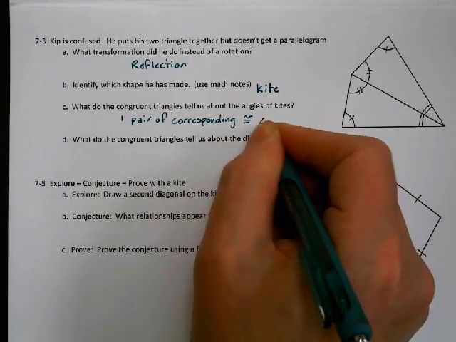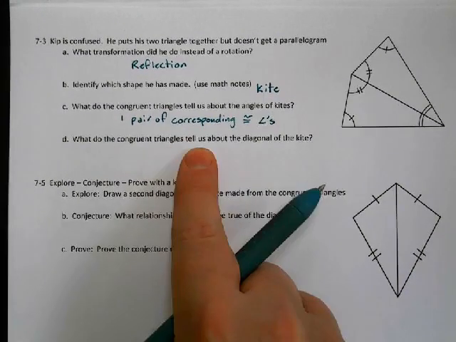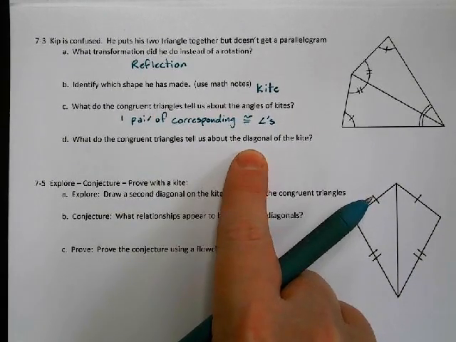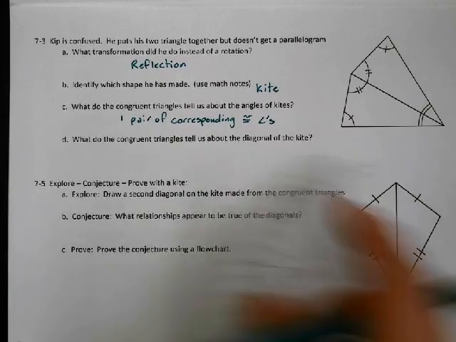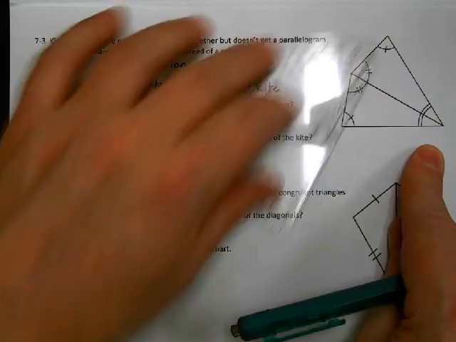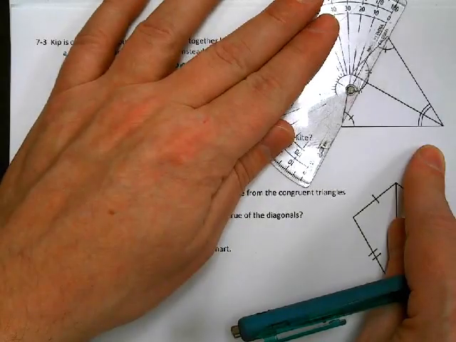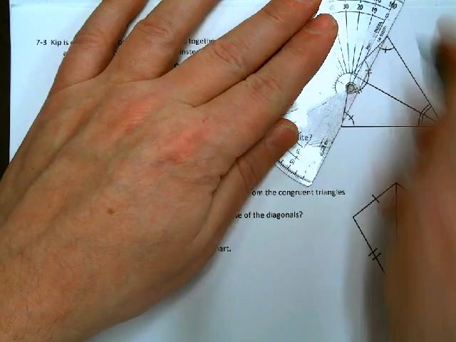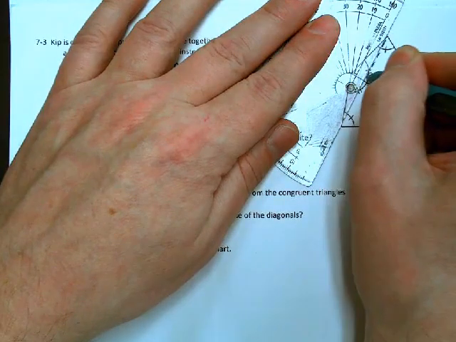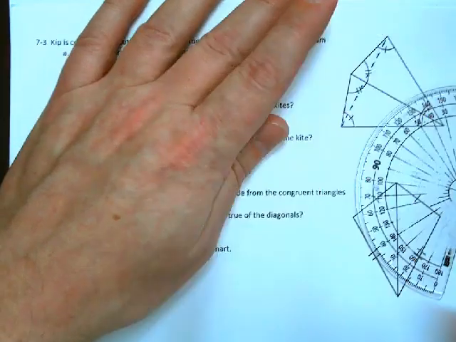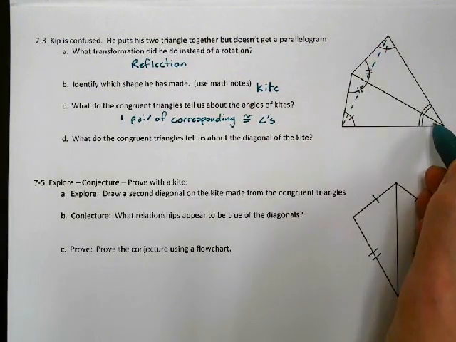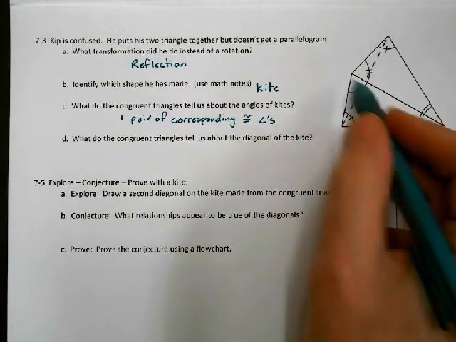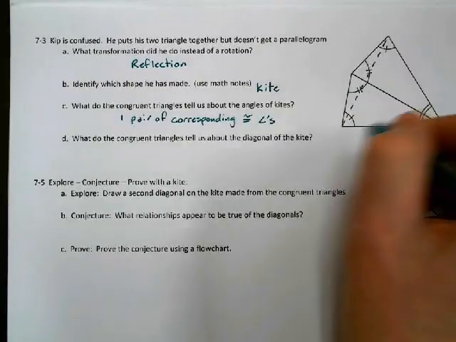What do congruent triangles tell us about the diagonals of a kite? That's interesting. Well, let's see if we can figure out what it says about the diagonals of a kite. So this is a diagonal here. If I wanted a second diagonal, I could put a second diagonal here. But just looking at this diagonal here, I skipped ahead, sorry. Skipping ahead, let's go back. So I've already got a diagonal here.